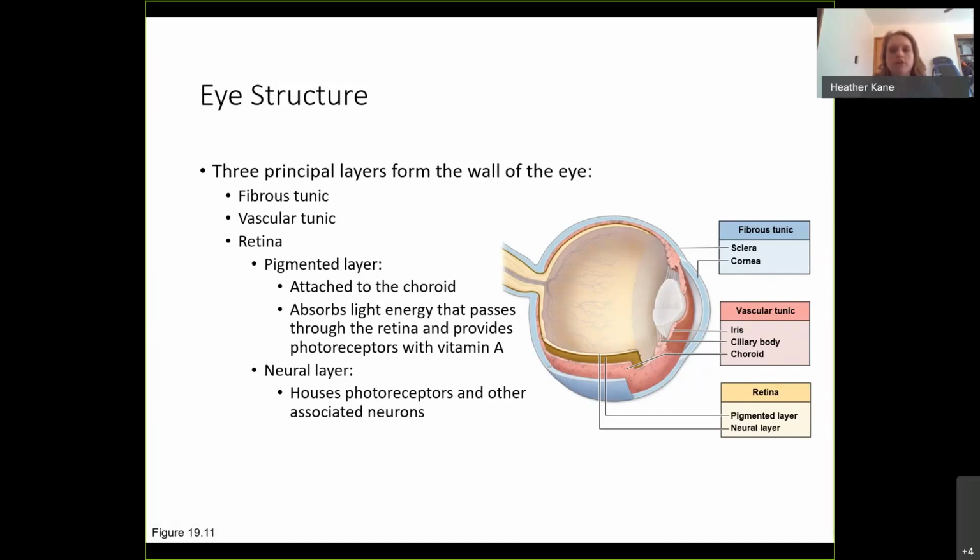And then also other associated neurons. Once those photoreceptors transduce that wave energy into electrical messages, then those associated neurons are going to help to move along that message further, so that our brain is going to be able to interpret it, and so that we are going to be able to say, oh, that looks like an eye.